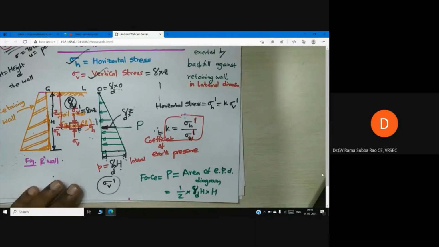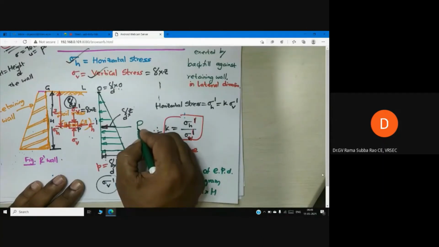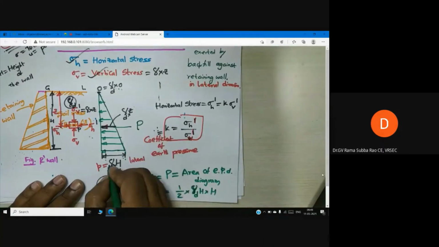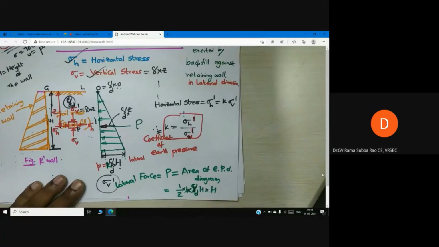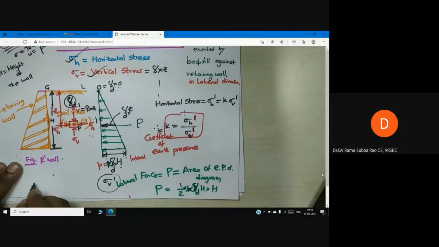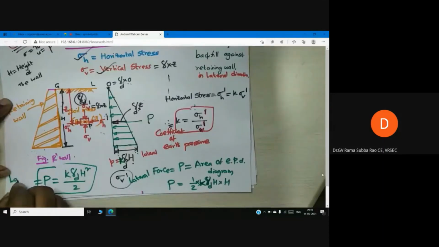But I am looking for lateral force. If I want lateral force, what do I have to do? Now I need to multiply with K. K into gamma D into H into H. Now capital P is equal to K gamma D H square by 2. This is what I call lateral pressure or force. Can anyone tell me now what we have calculated?